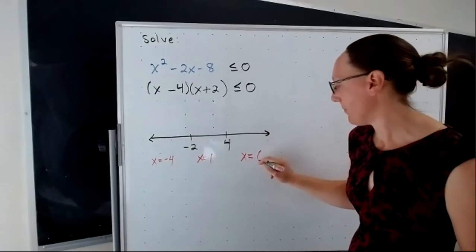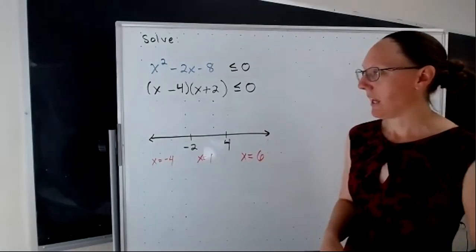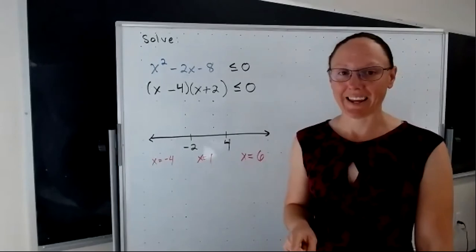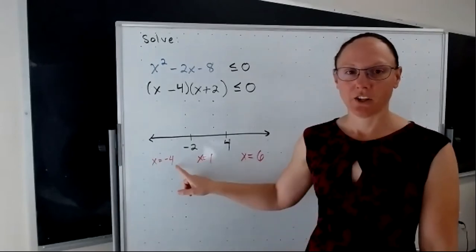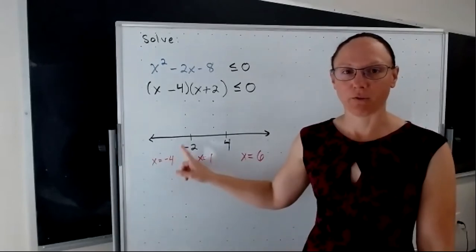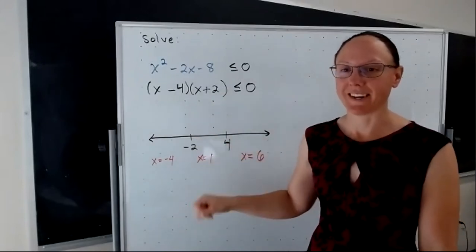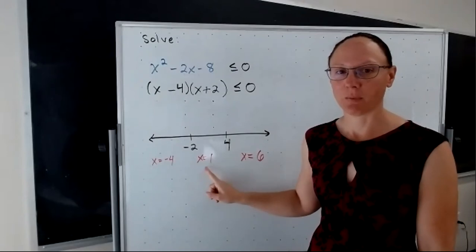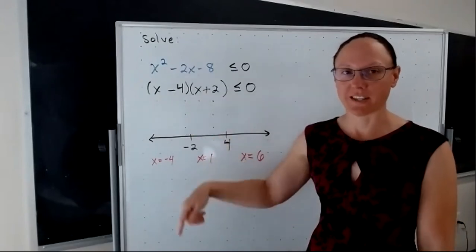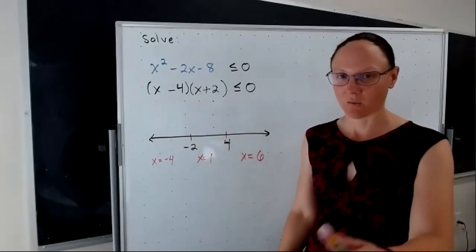6. Okay. If your name has an A in it, you're going to plug in -4 to this equation and see if it's true. If your name doesn't have an A in it, you're going to plug in 1 to the equation and see if it's true. And I'm going to do x equals 6.